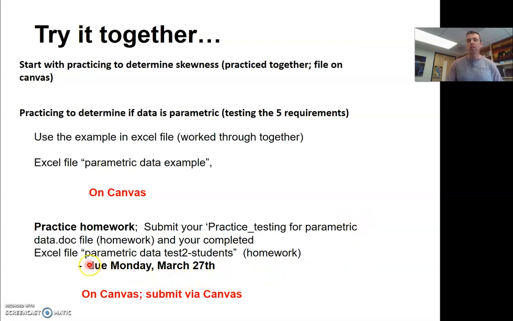But, sorry, this is an old due date. This is not due Monday, March 27th. Do ignore that. Just use the due date on Canvas. But we should be able to work together on this, and then you can finish that homework.